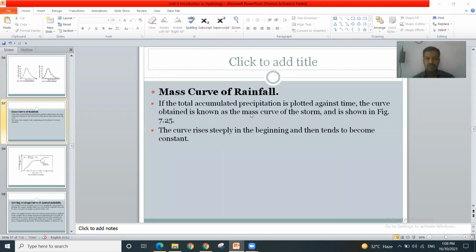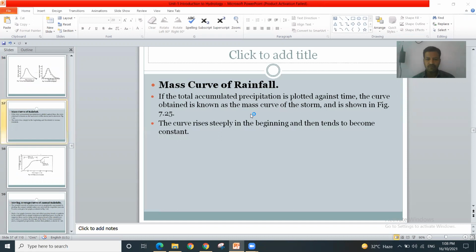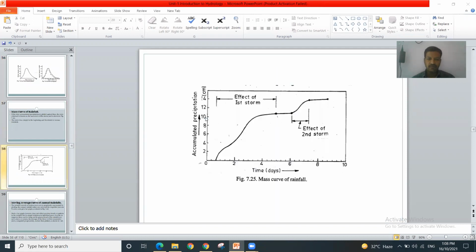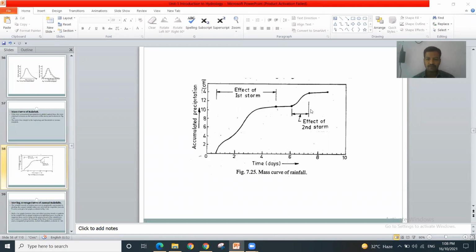Second one is the mass curve of rainfall. In this, the curve is plotted between accumulated precipitation in centimeters and time in days. This is a mass curve of rainfall.